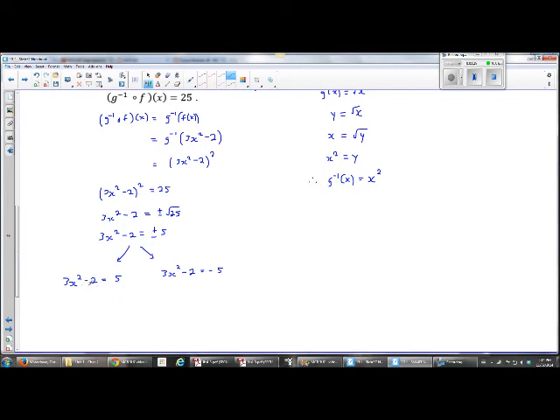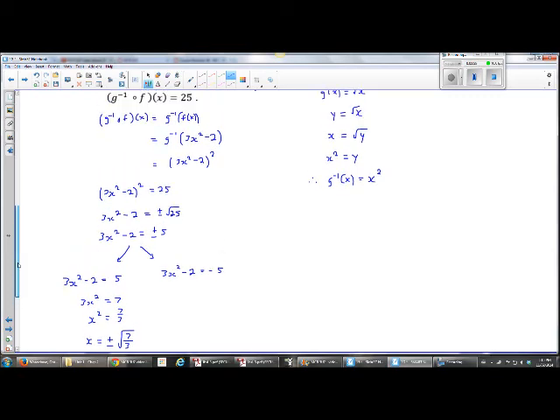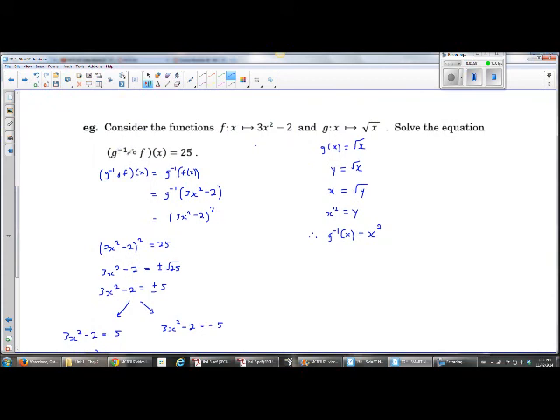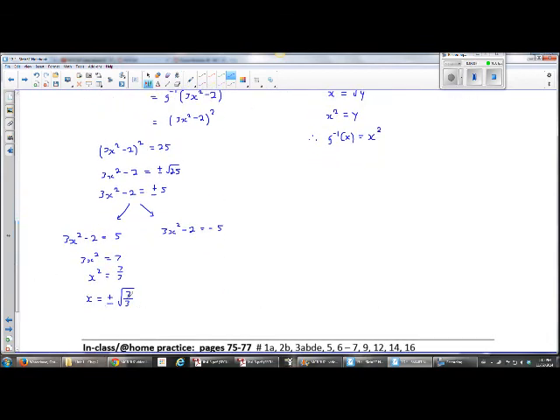So I'll add 2 to both sides here. So we get 3x squared equals 7. Divide both sides by 3. So x squared equals 7 divided by 3. And then I'll take the square root of both sides. So again, with the plus minus, the square root of x squared is plus or minus x. And then that plus or minus will come over here eventually, so I'll just do that right now. And that equals plus or minus the square root of 7 over 3. So the composite of the inverse of g and f equals 25 when x equals positive or negative the square root of 7/3.